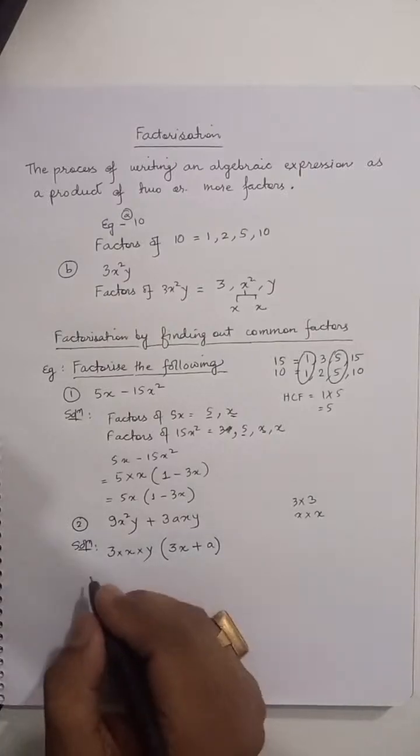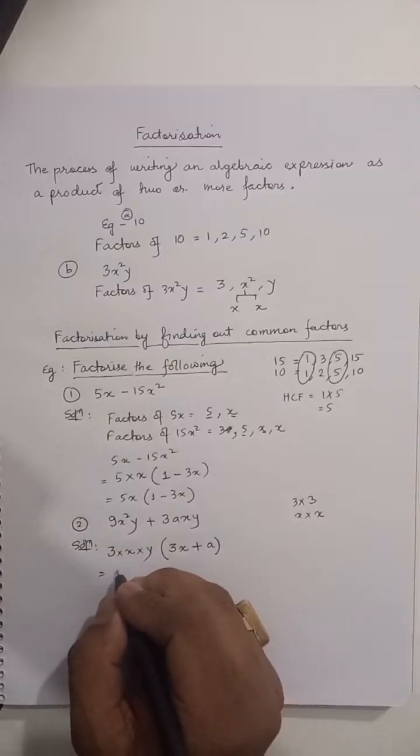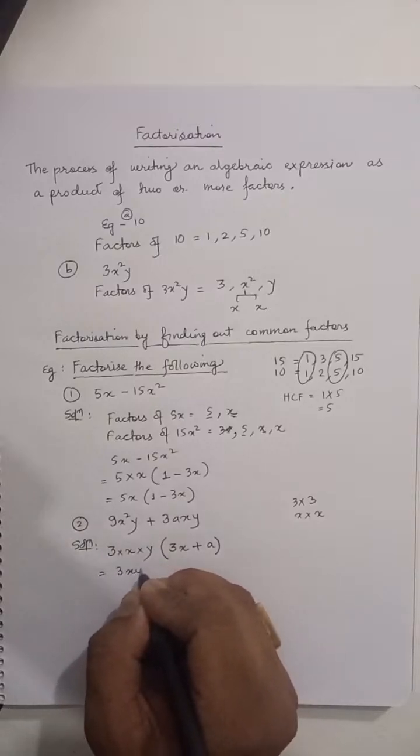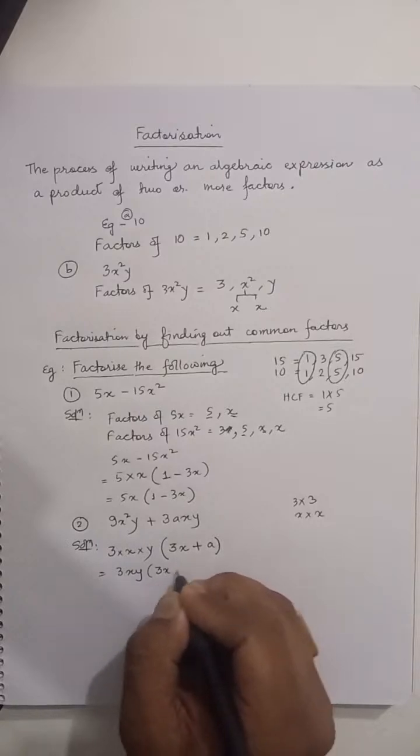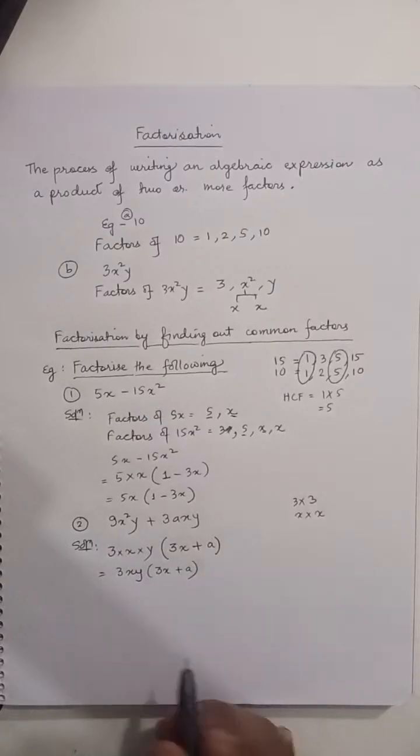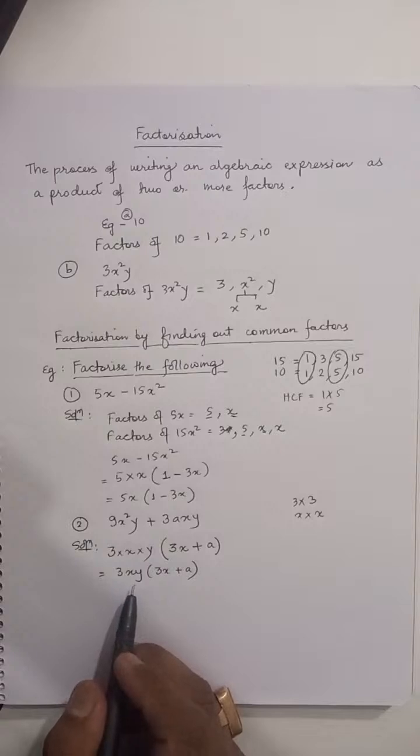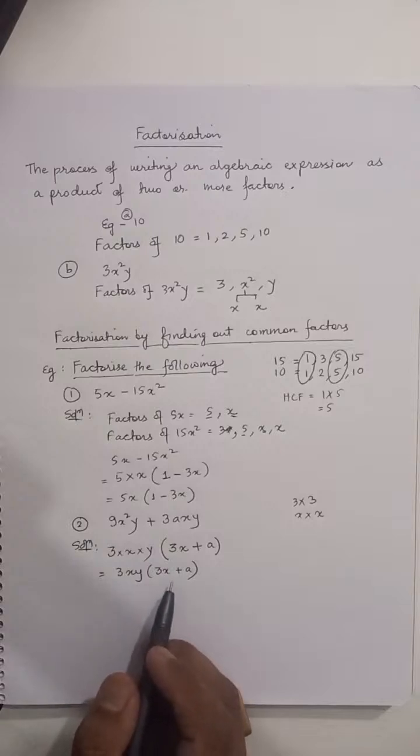So we can multiply 3 into x into y, so we'll have 3xy, and inside the bracket 3x plus a. So our answer is 3xy into (3x plus a).